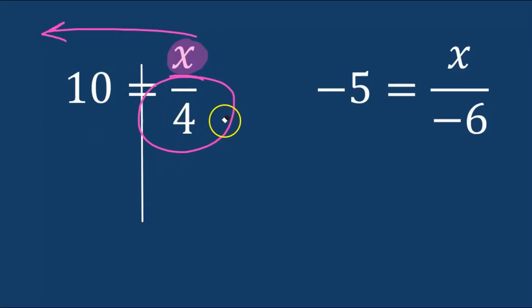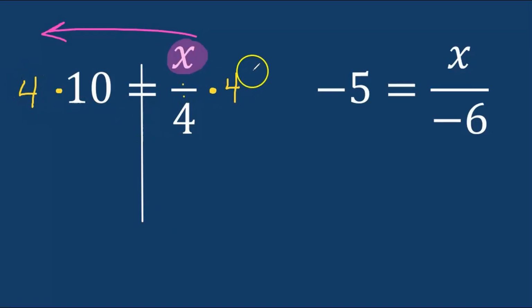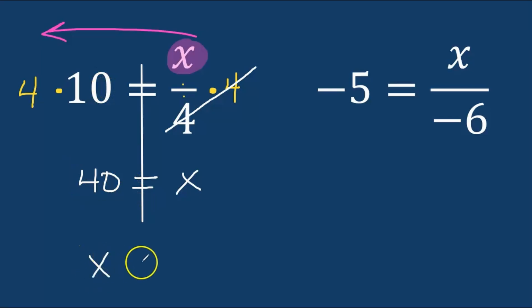And we know that that 4 is dividing the x because of this fraction sign. So we're going to multiply by 4 in order to get rid of it, which means we also have to multiply by 4 over here. 4 over 4 is 1, and this is where we have our x. Our equal sign stays the same, and 4 times 10 is 40. And so using the symmetric property, we can flip this around.